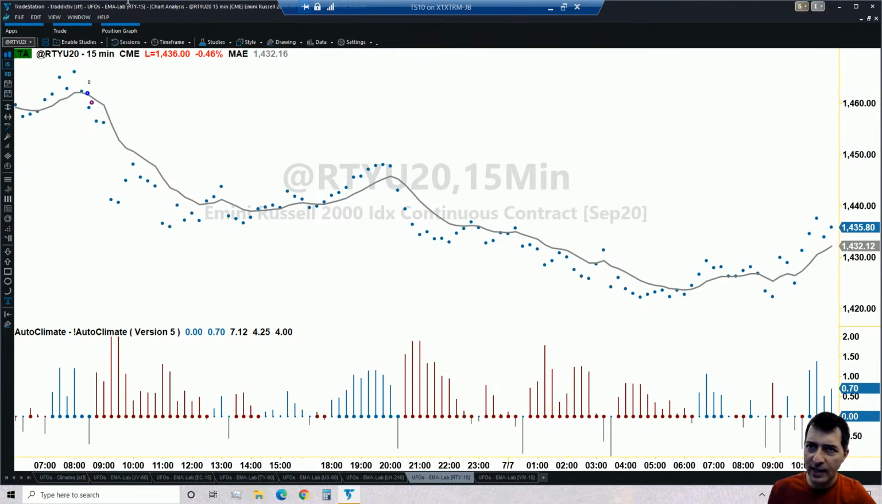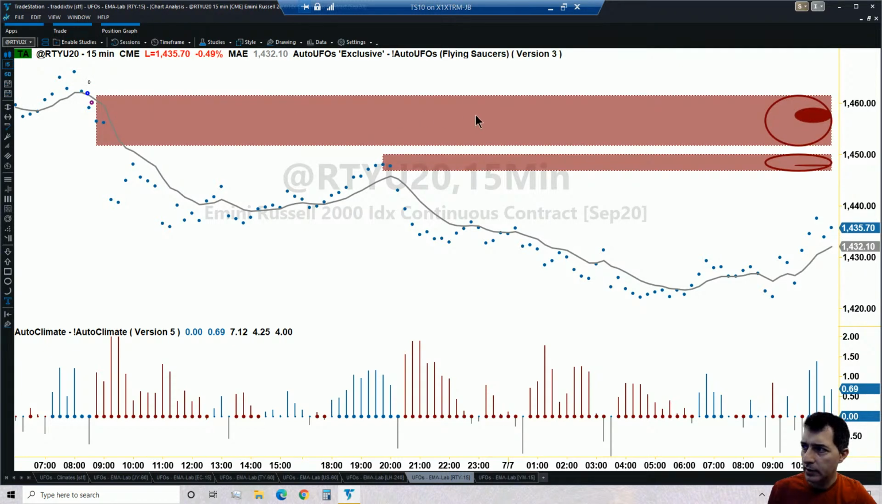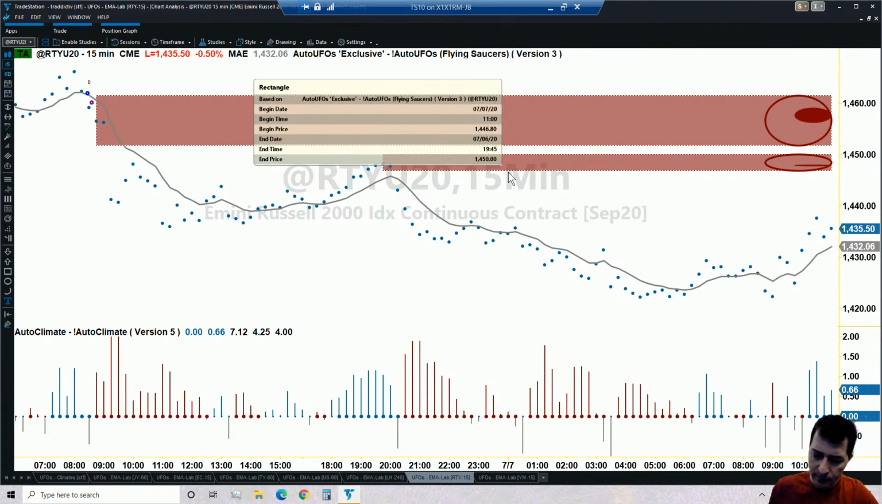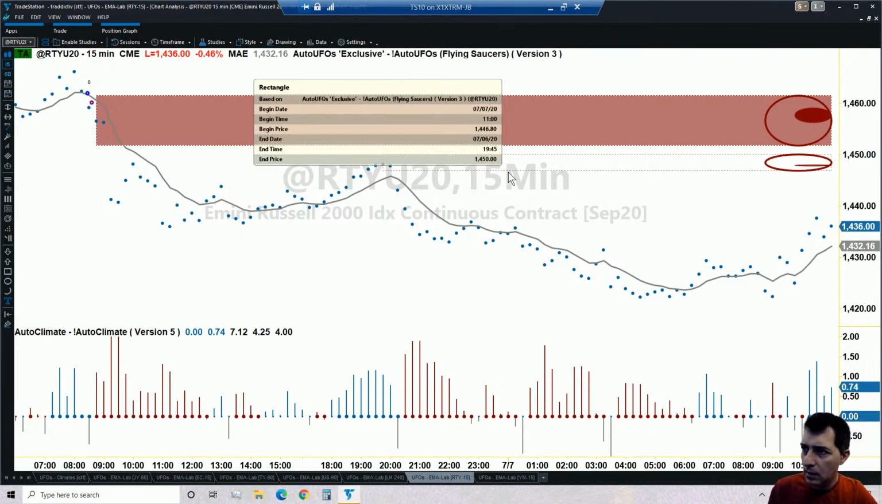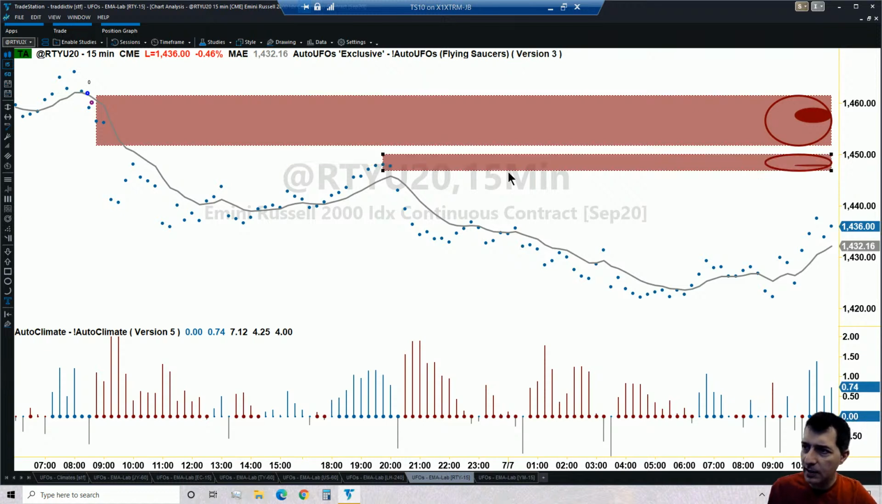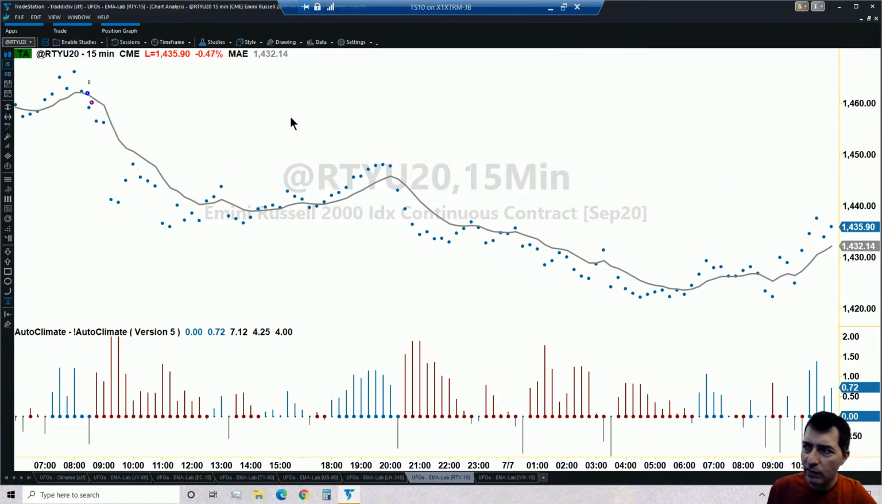So looking for a target for the Russell. So we're looking to go long. So the target would be the red UFO. So RTY 1446.80. Okay, 1446.80. That is the location for that UFO.